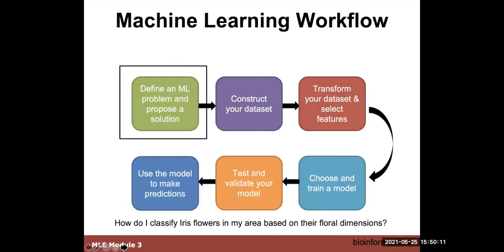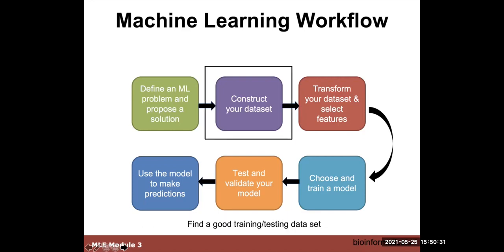Okay, so that's kind of the background, and we'll just go through the same sort of process where we're trying to classify, using neural networks, the iris data. So it's the same 6 steps: define your problem, construct your data set, transform your data set, choose and train a model, test and validate the model, and then use it to start making predictions.